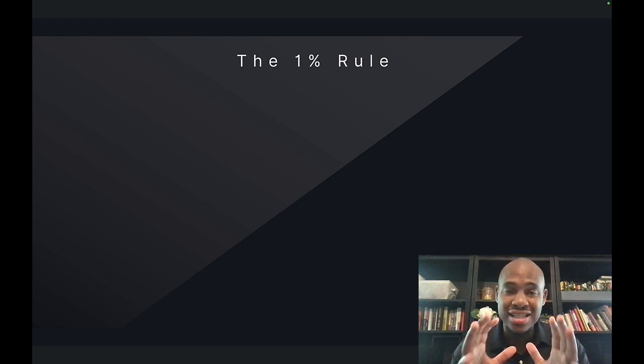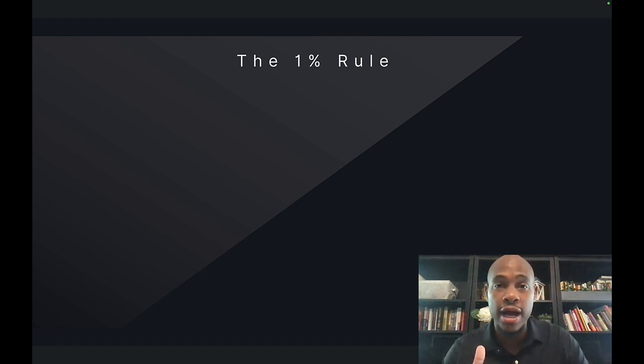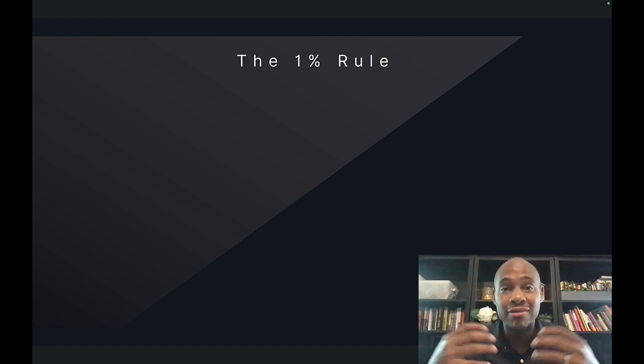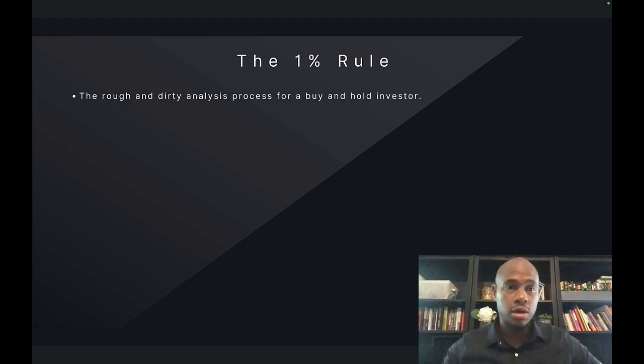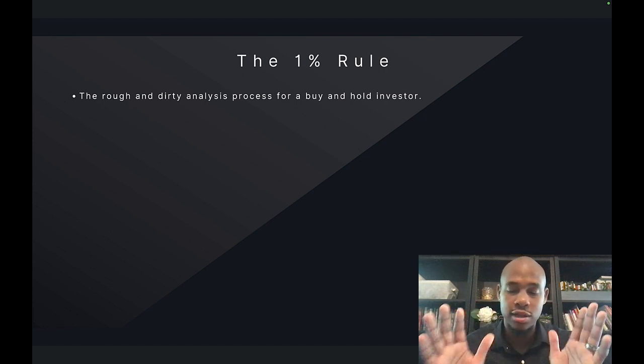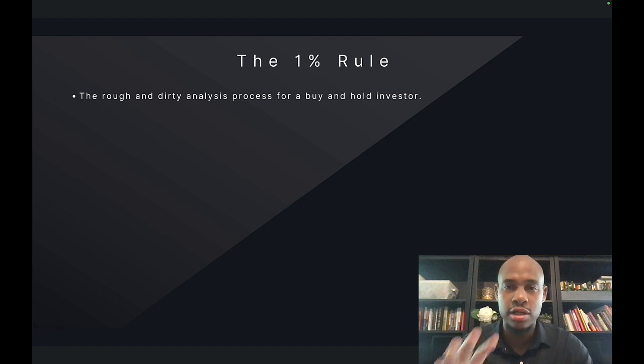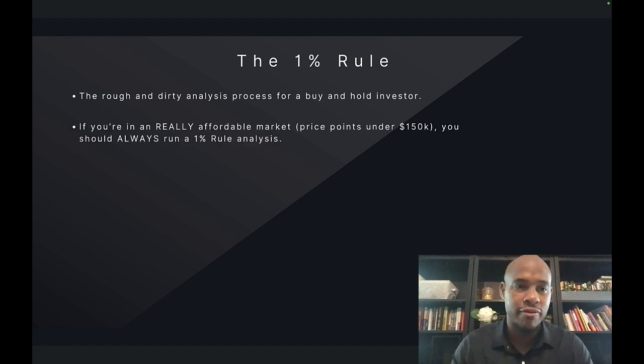But there are markets out there where they're cheaper markets, under 100 grand, under 150 grand. Those markets will also have landlord buy and hold investors as well. Those buy and hold investors do not use the 70% of ARV minus repairs for their analysis. They use what's called the 1% rule. So I wanted to make a lesson on that, and we can go over here quickly. This is the rough and dirty analysis process for a buy and hold investor, right? That's all it is. It's not the 70% of ARV, none of that. This is for buy and hold investors.